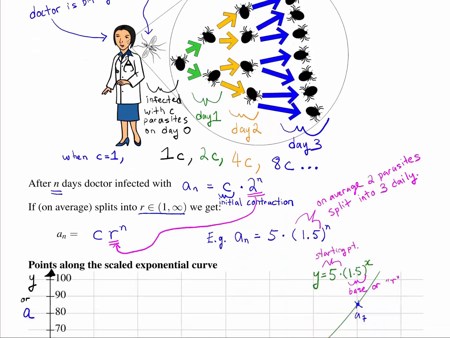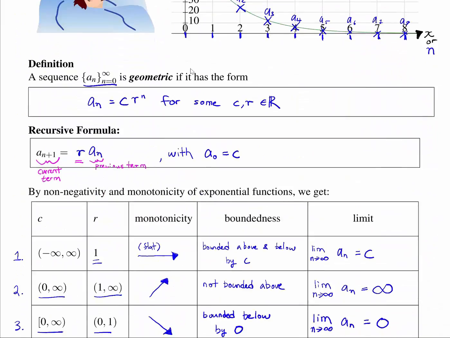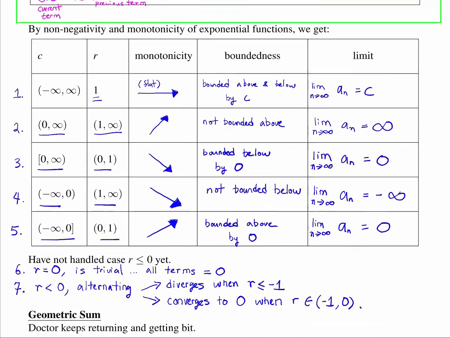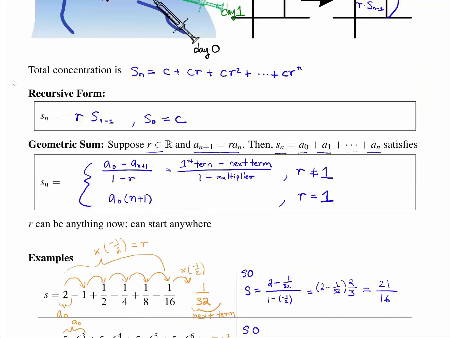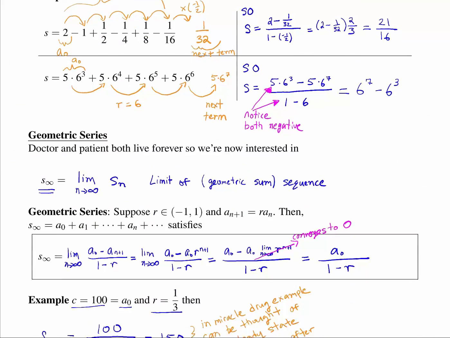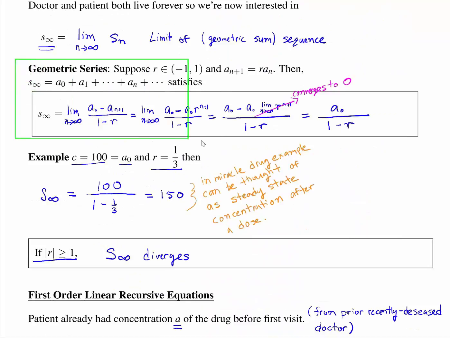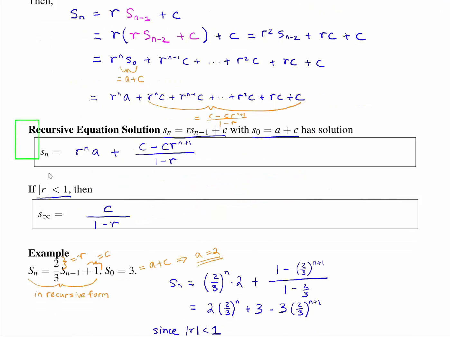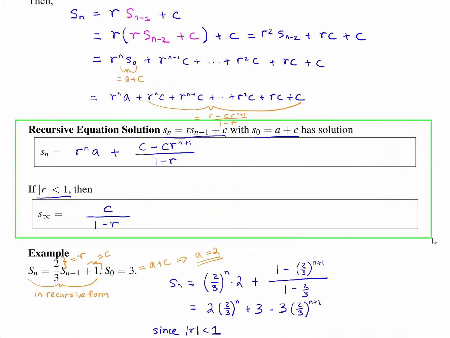In this lecture, we'll give the term and recursive forms of the geometric sequence. We'll show the geometric sequence follows along the exponential curves and consider its limit. We'll move on to geometric sum, and we'll give explicit formulas for that. Next, we'll look at the geometric series, which is the infinite sum, and give a formula for that as well. Lastly, we'll solve first-order linear recursive equations in terms of these sums.